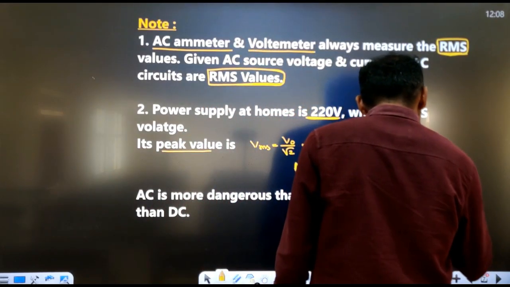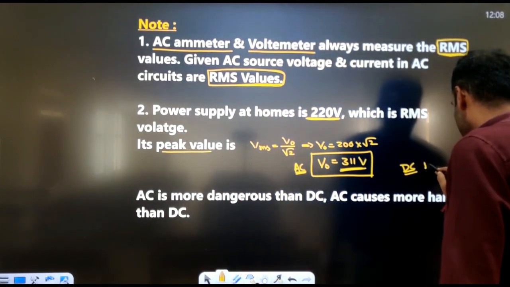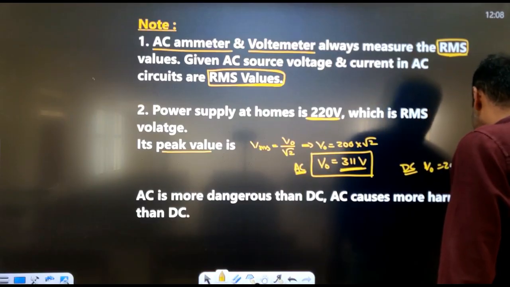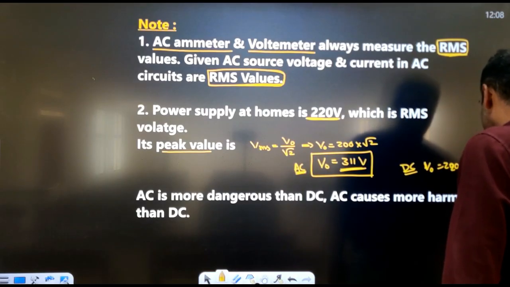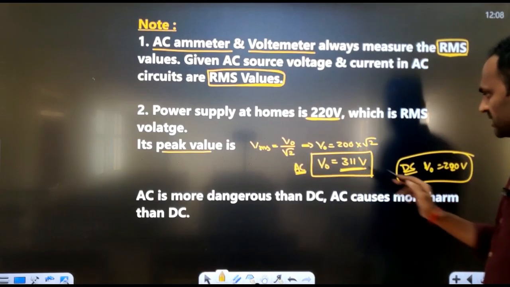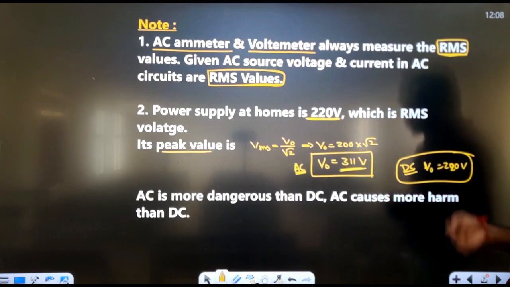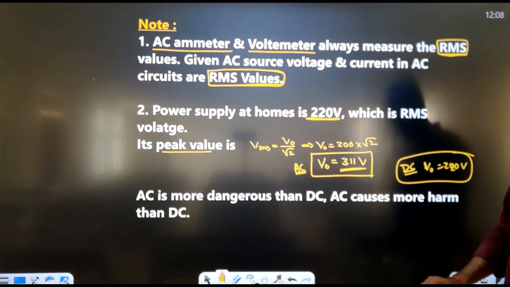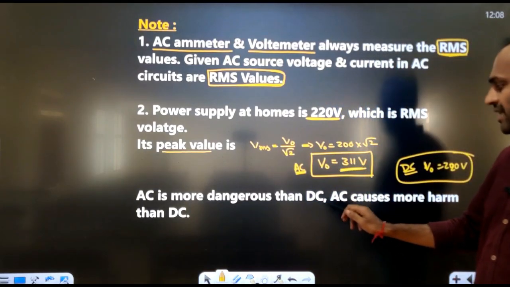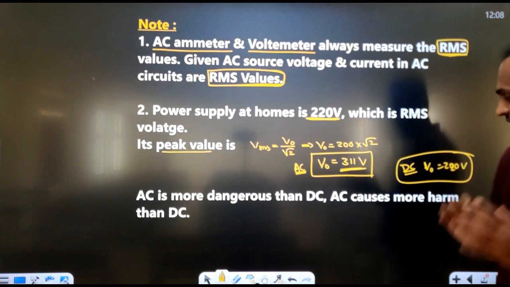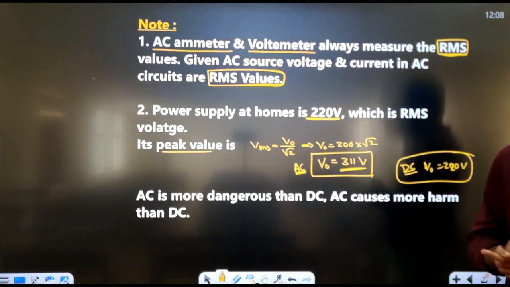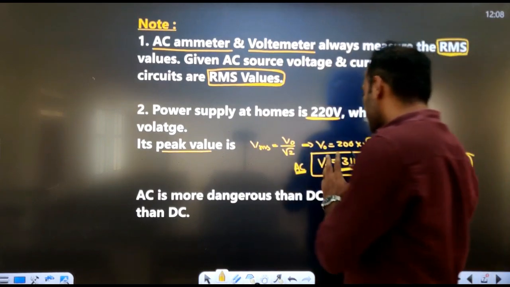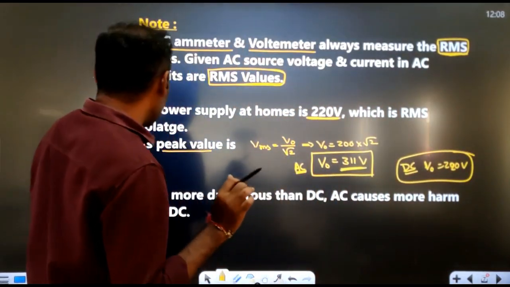Do you know what the peak value of DC is? If they give you 220, the peak value of DC is 220 only. So this is the peak value of DC, this is the peak value of AC. Then which is more dangerous? 311 voltage. This is more dangerous. That's why we say AC is more dangerous than DC. AC causes more harm than DC, because peak value of AC is greater than peak value of DC.